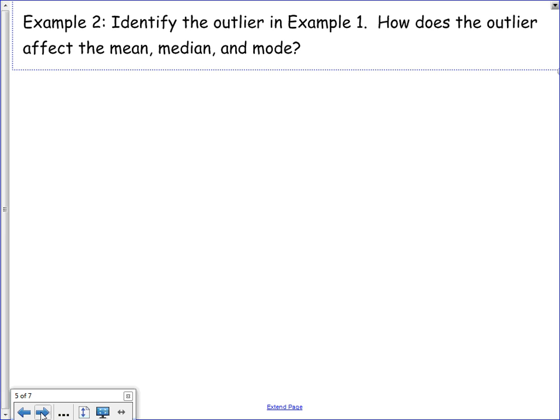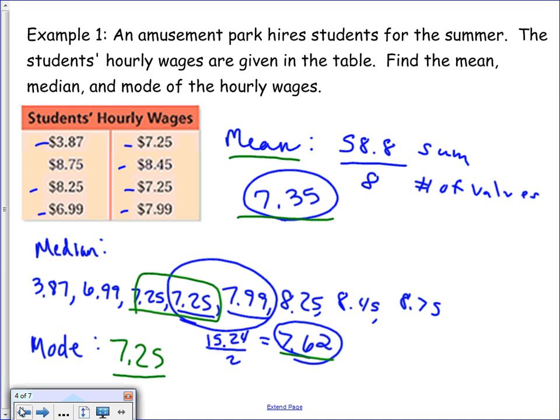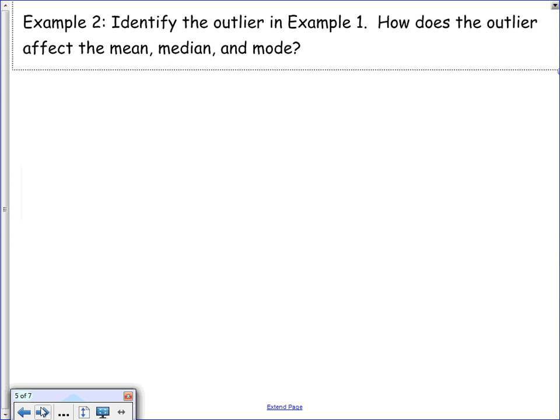Now, in example 2, we want to find the outlier from example 1, and then describe how that outlier affects the mean, median, and the mode. Double check the values again. Most of them are around the $7 to $8 range. Well, basically like 7 to 9. And this 387 would be the outlier. So 387 is the outlier.